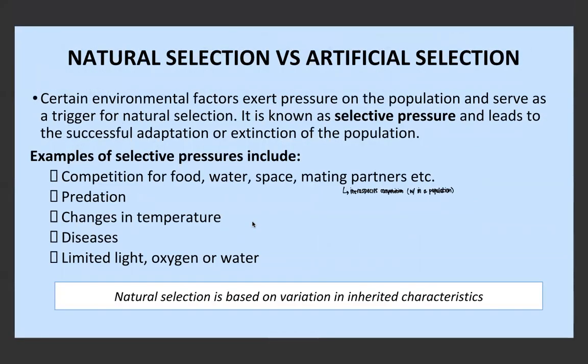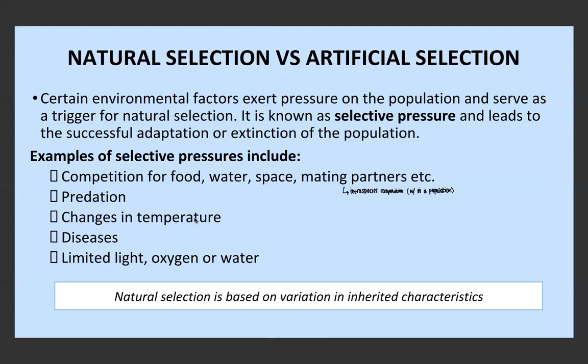Certain environmental factors exert pressure on the population and serve as a trigger for natural selection. They're known as selective pressures, and it leads to successful adaptation or to extinction of the population. So some selective pressures could be competition for food, water, space, for mating partners. There could be predation, change in temperature, diseases, limited light, oxygen, or water.